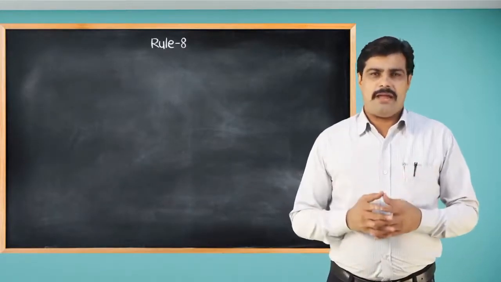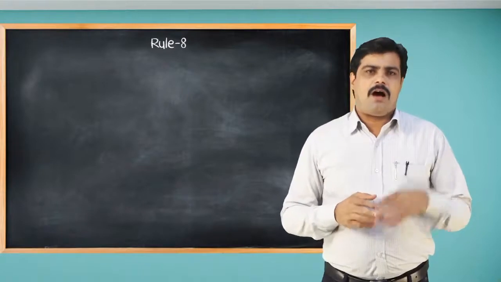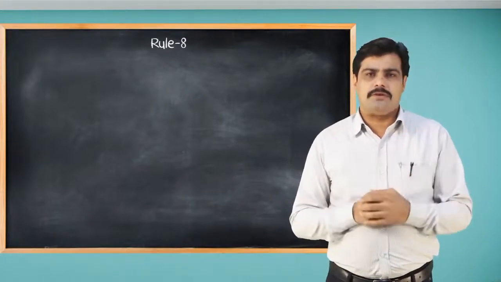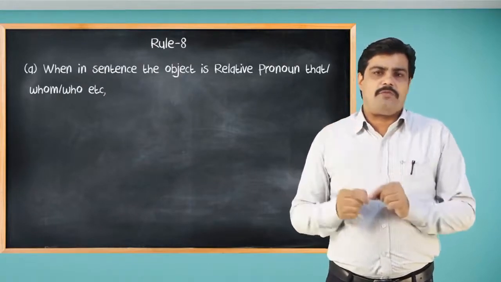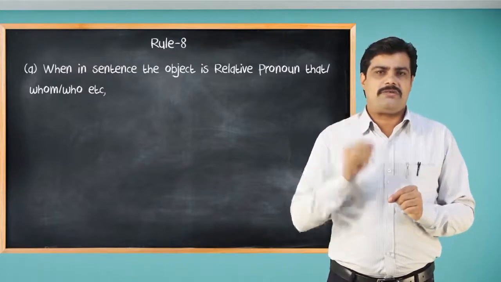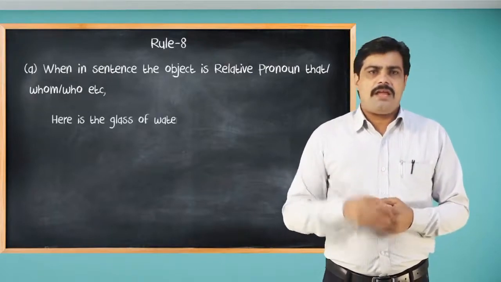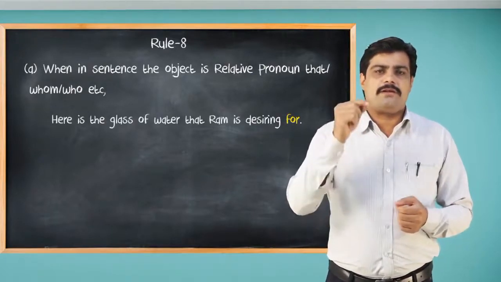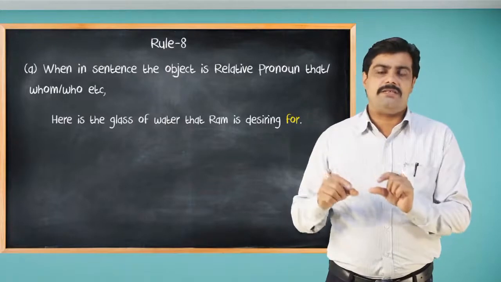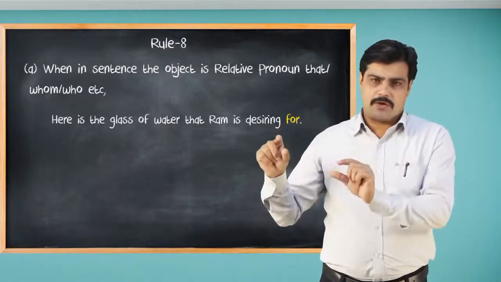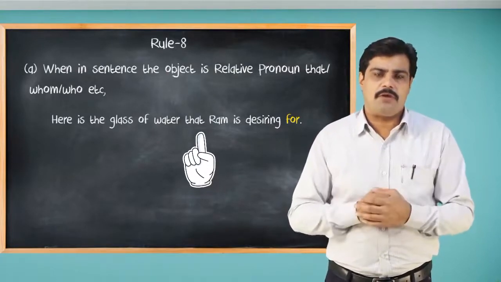Now let's see rule number 8. It is not a good practice to end a sentence with a preposition. However, there are 3 exceptions to this rule. 1. When in a sentence the object is a relative pronoun like that, whom, who, etc., the preposition can be used at the end of the sentence, as, here is the glass of water that Ram is desiring for. So in the last of the sentence, we have used the preposition "for", right? So it is right because we have used a relative pronoun before Ram.